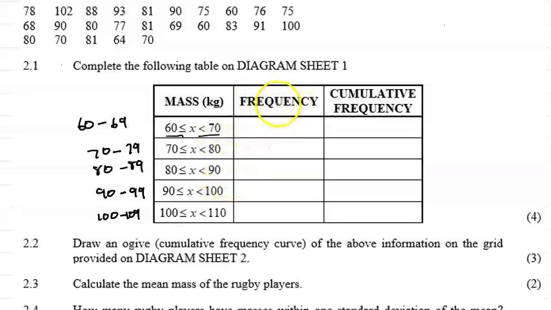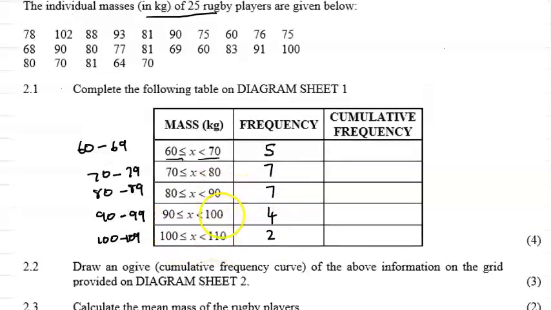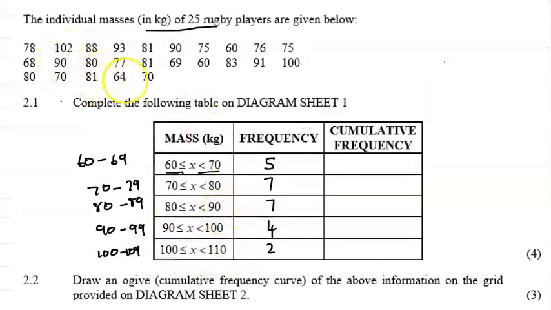Now, let's count. So the frequency is to count all of these particular values. When we count all of these values, make sure that you have the following values, which are 5, 7, 7, 4, and 2. So 5 values are going to be from 60 to 69, 7 values will be from 70 to 79, 7 values will be from 80 to 89, 4 values will be from 90 to 99, and 2 values will be from 100 to 109. Okay, so make sure that you take the time to pause the video and count all of those values.